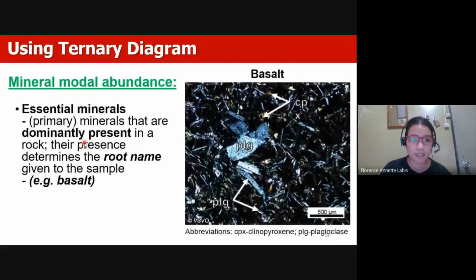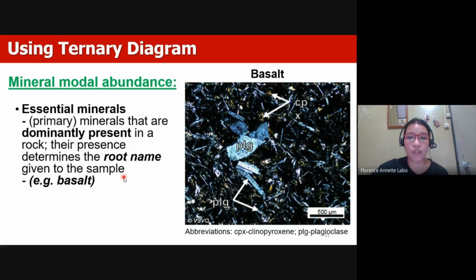Okay, so in classifying igneous rocks, it's also important for you to know the different types of minerals that you can find in a hand sample or in thin section under the microscope. When we say essential minerals, these are basically the primary minerals that are dominantly present in a rock. So their presence determines the root name given to the sample.